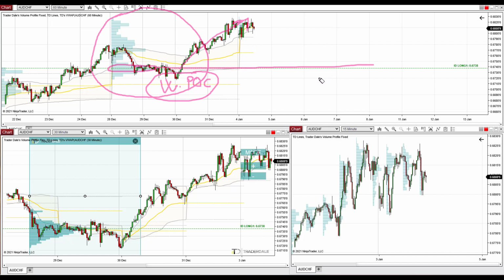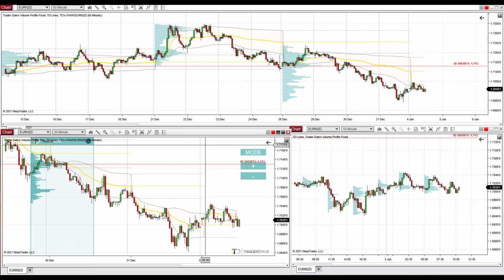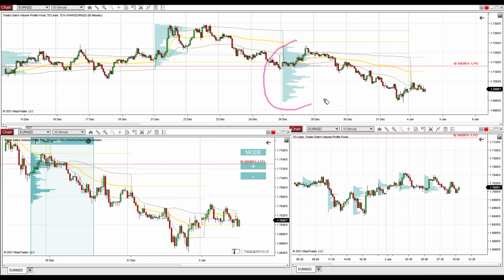Now let's move on into the next trading idea, which will be on the Euro New Zealand dollar. So now those charts show the Euro New Zealand dollar, and in here there's also a weekly point of control from which I would like to trade. So let's focus on this weekly volume profile in here. And the place where the volume profile is the thickest is right there. This is the weekly point of control.